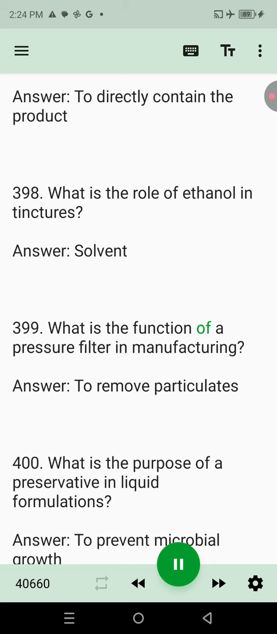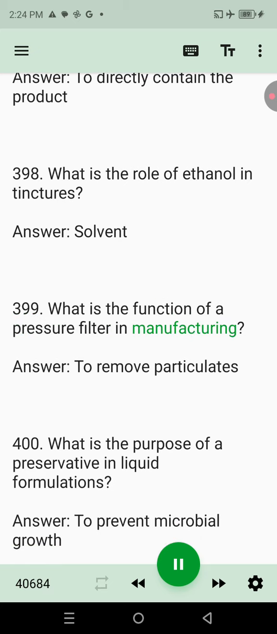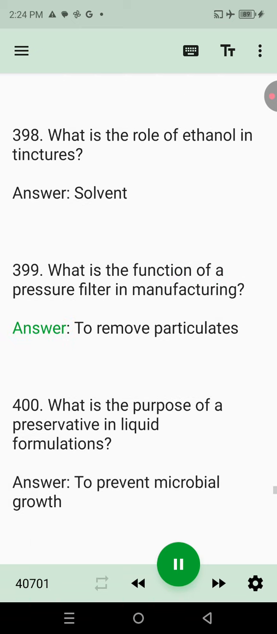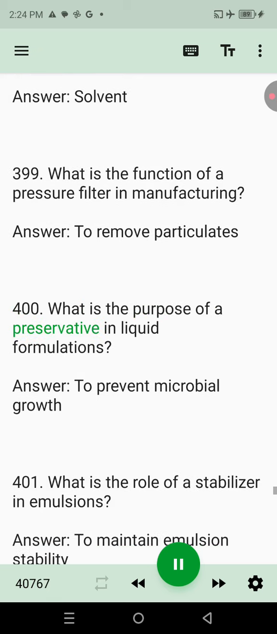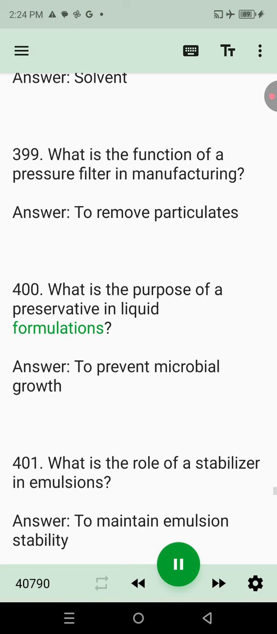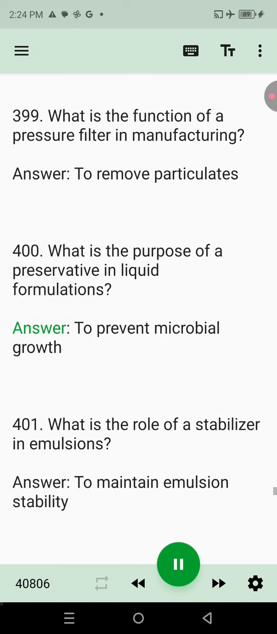399. What is the function of a pressure filter in manufacturing? Answer: to remove particulates. 400. What is the purpose of a preservative in liquid formulations? Answer: to prevent microbial growth.